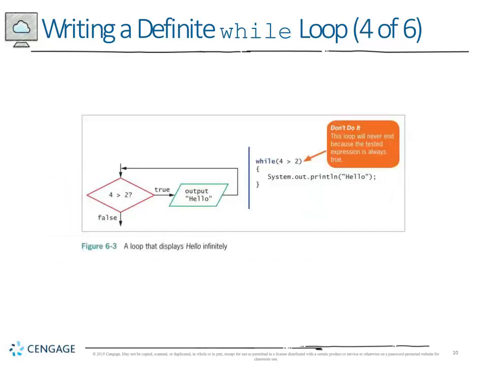An infinite loop occurs when a condition always evaluates to true. Usually this is an error. For example, in this code segment, the message hello will be displayed forever because 4 is always greater than 2, so the condition is always evaluated to true. So the while loop will continue to execute and the loop never ends. We should avoid this kind of error.